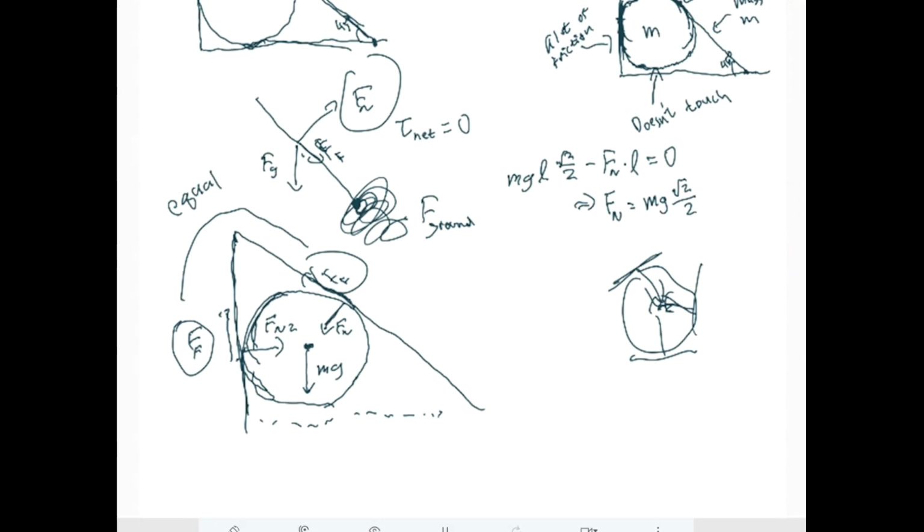But we still have two unknowns, right? So we know what M is. We know what this normal force is. That's just the mg root 2 over 2 we calculated earlier. But we don't know what the friction force is, and we don't know what the second normal force is. So we need to write more equations. We need two more equations. And luckily, we do indeed have two more equations. Do you know what they should be?